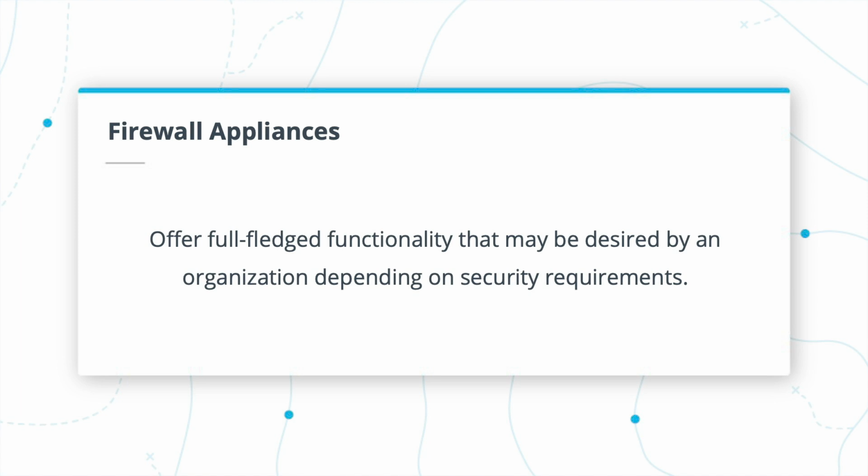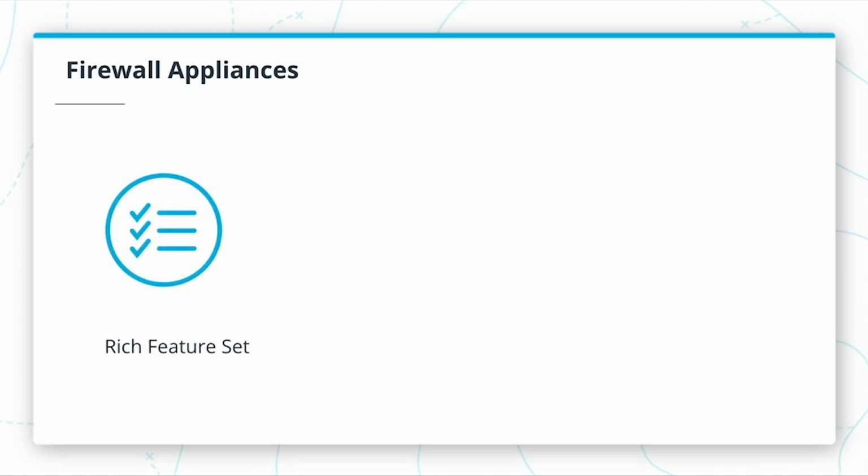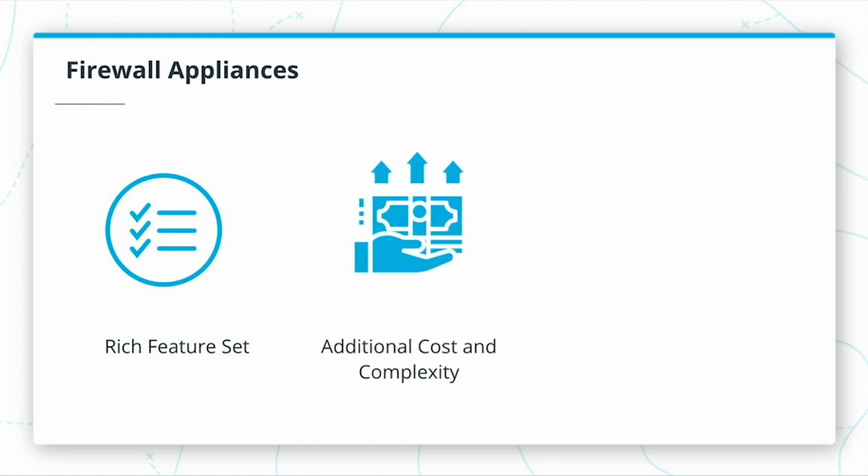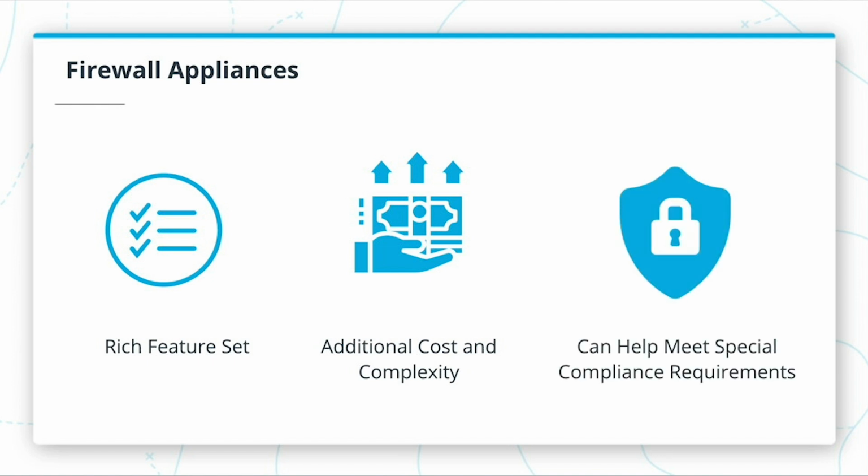Commercial firewall products or appliances can also be deployed in cloud environments. These appliances offer full-fledged functionality out of the box that may be desired by an organization depending on network security requirements. These products offer a richer set of features including traffic inspection, intrusion detection and protection, web application firewalls, routing, VPN, etc. Oftentimes, the complexity and cost of deploying these solutions make it easier to use the AWS native solutions such as security groups and network ACLs.